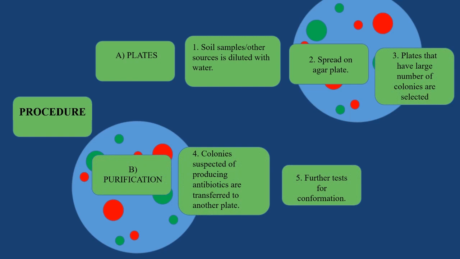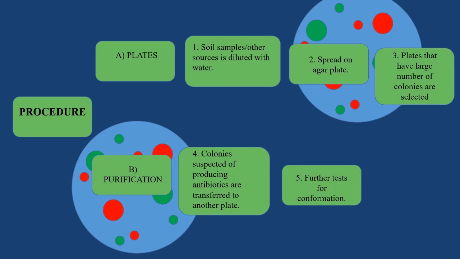In the purification part, the colonies that are suspected to produce antibiotics are then transferred to another plate so that they can be purified and grown in isolation. It is entirely possible that the bacteria is just altering the pH of the environment, making changes that are not related to antibiotic production. Henceforth, further tests are needed to confirm that it is an antibiotic producing strain. Nonetheless, the crowded plate technique was sometimes helpful in identifying microorganisms that could serve as sources of new antibiotics.